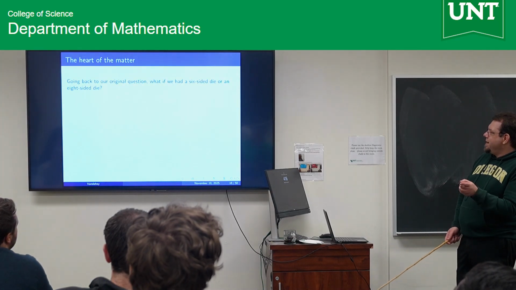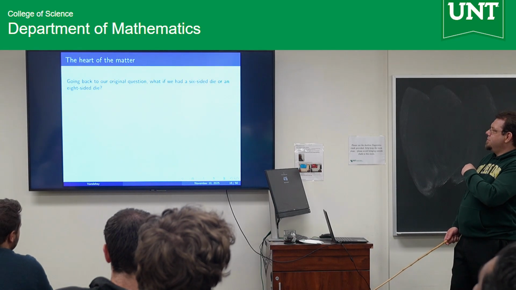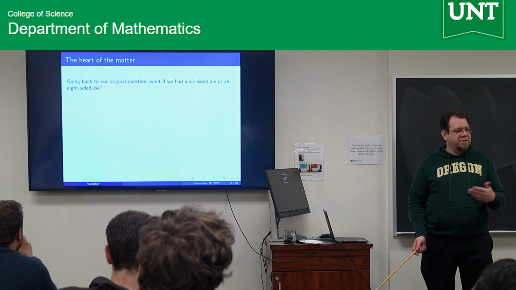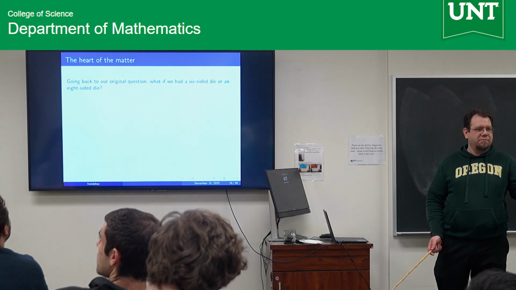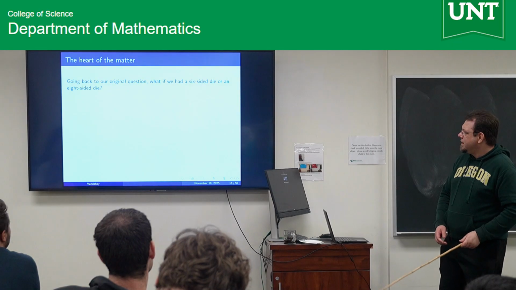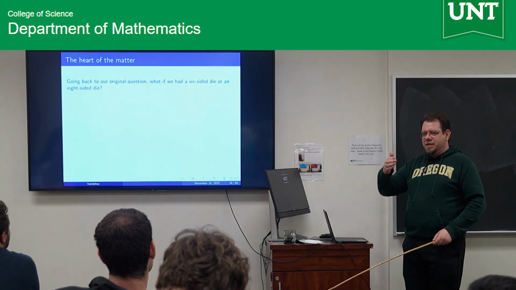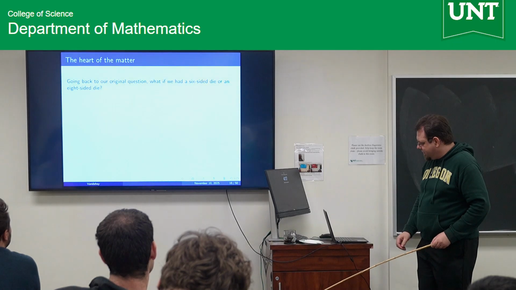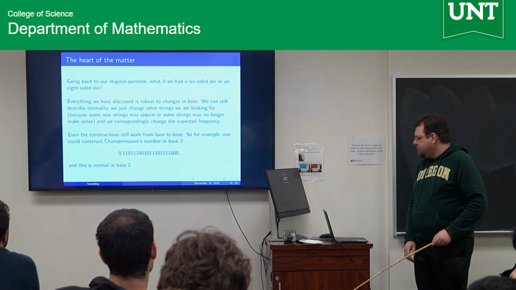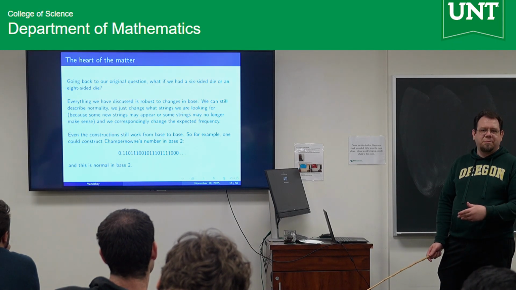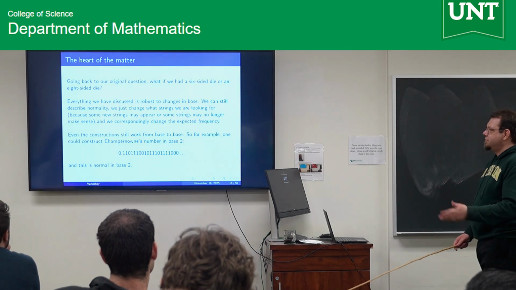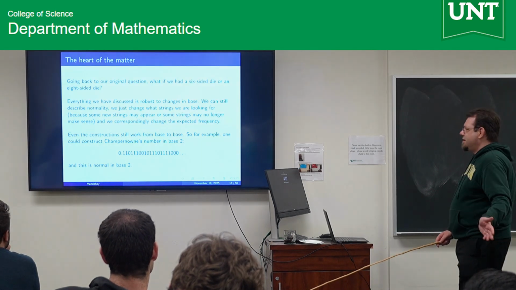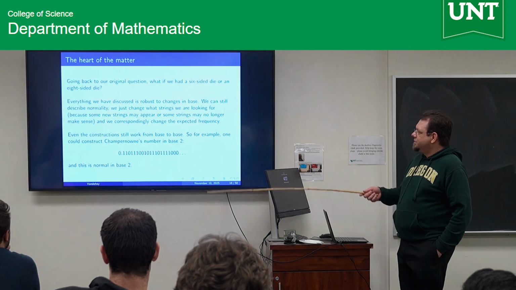So let's go back to our original question. We were talking about a 10-sided die, but what if we did the same thing with a 6-sided die or an 8-sided die, right? How do I tell if I'm going to get a statistically equivalent to random sequence of numbers coming out of this? Well, basically, everything we've just discussed is robust to changes of base, right? Just because I was talking about base 10, that's not really anything special. We can still define normality.